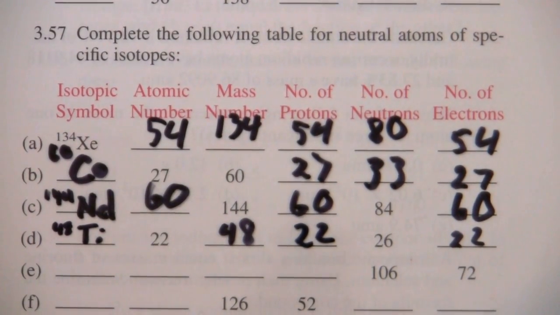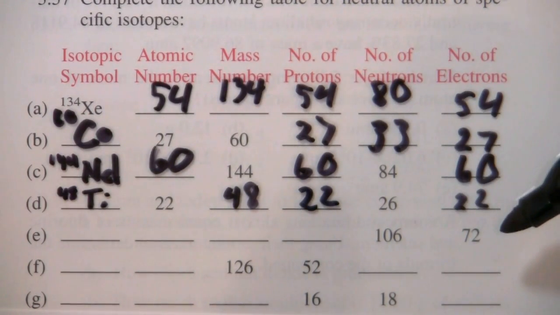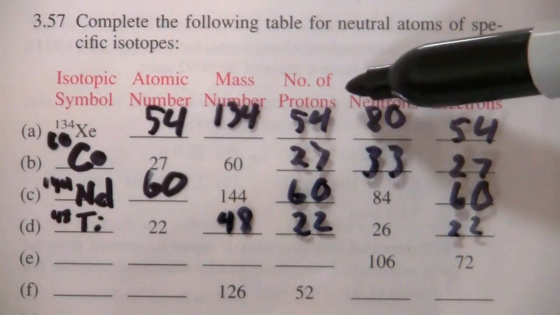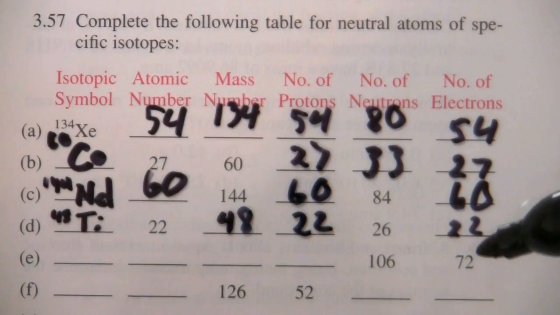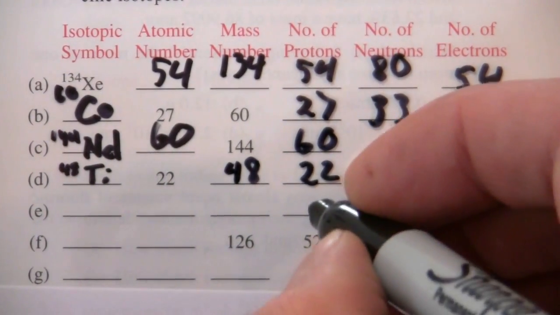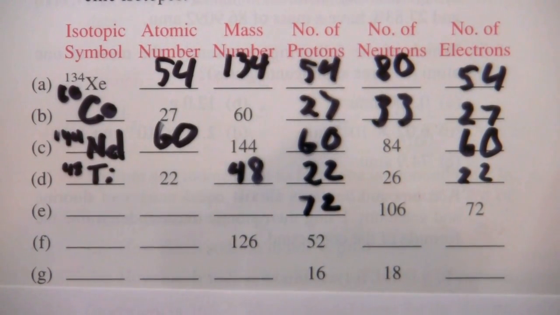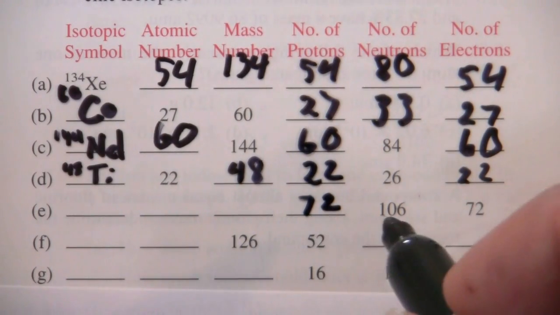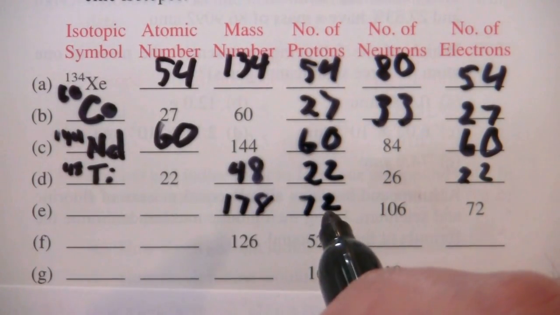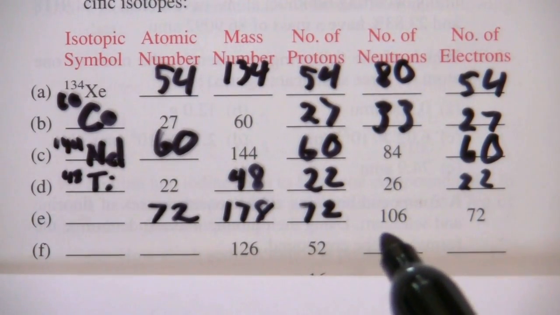All right. Now we have here the number of neutrons and the number of electrons. But again, we're considering neutral atoms of each isotope. And so if this is a neutral atom, then the number of electrons equals the number of protons. So that will be 72 protons. And if we have 72 protons and 106 neutrons, then we have a mass number of 178. And the atomic number is equal to the number of protons. So that's 72.